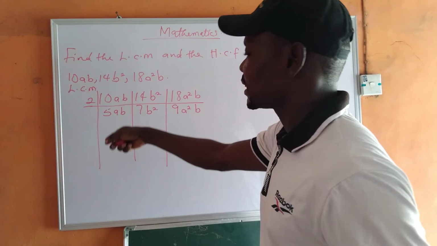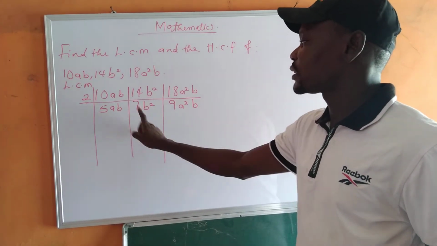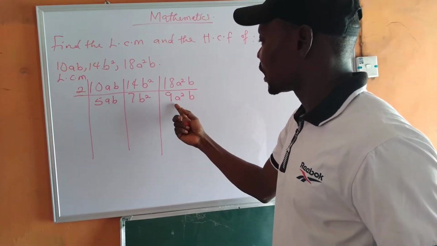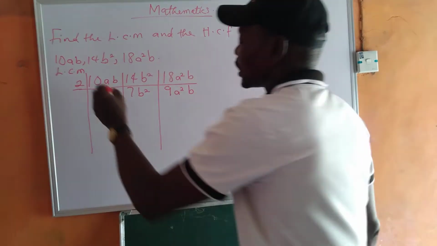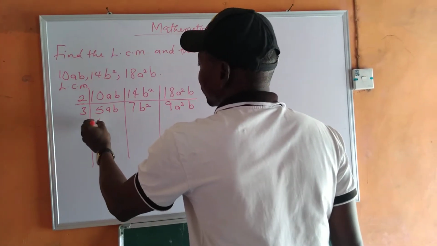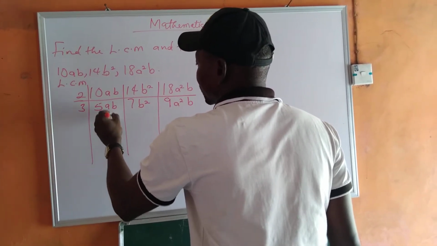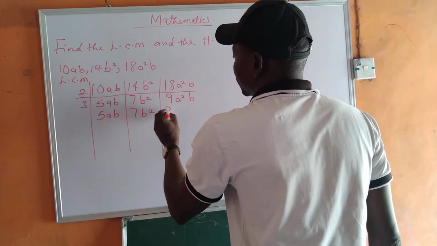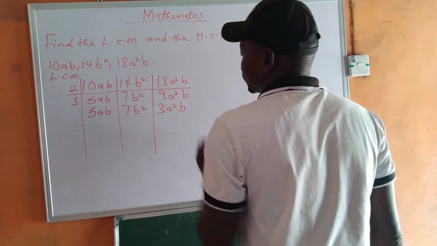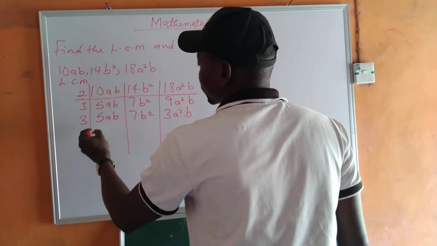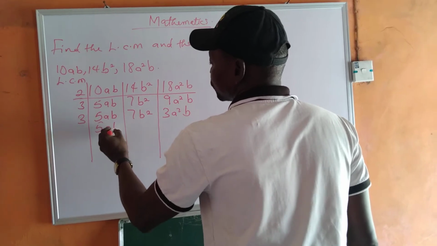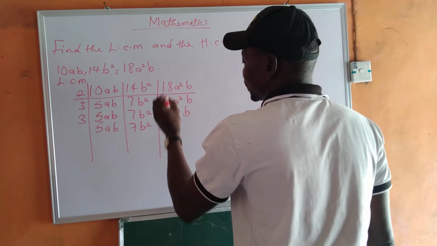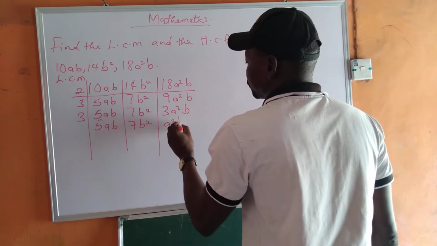Now, if you look at it again, we can't find any smaller factor that can divide 5, 7, and 9, except 3. Okay, we can use 3 to divide 9. So let's use 3. We repeat our 5ab, since 3 cannot divide it. Then we have 7b square, 3a square b. Then we use 3 again: 5ab, then 7b square. Then 3 divided by 3, we have 1. Then we have a square b.